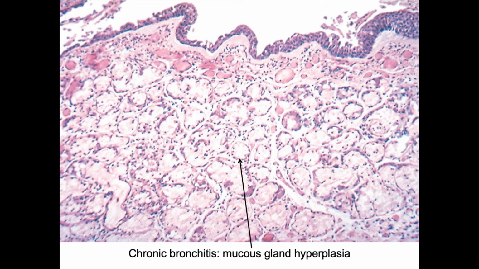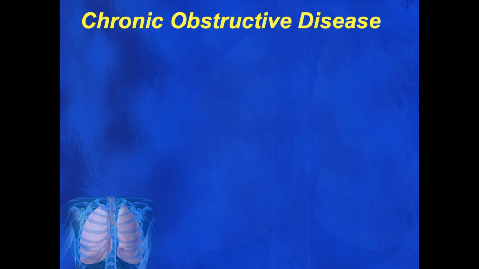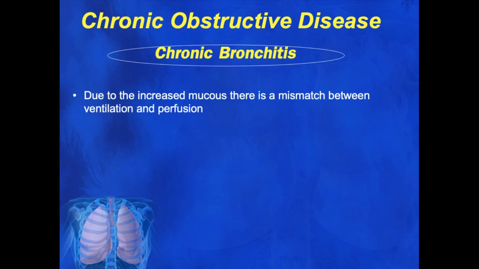And so you can see this is a section of bronchitis, and the mucus glands are ginormous. They're way larger than they're supposed to be because they're hypersecreting mucus. Due to the increased mucus, there's a mismatch between ventilation and perfusion. So blood is flowing fine, but you can't get the oxygen in or even the carbon dioxide out.